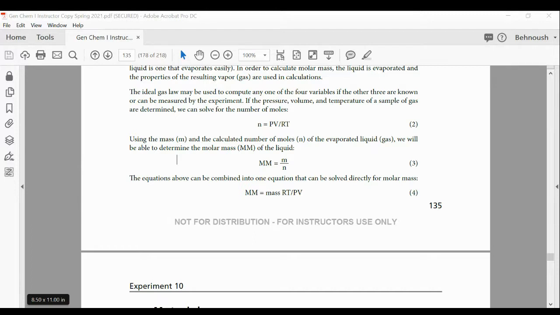A chart for the pressure? No, we are not using vapor pressure here. We are using pressure of the gas. Vapor pressure is in a closed container. This is the pressure of the gas.